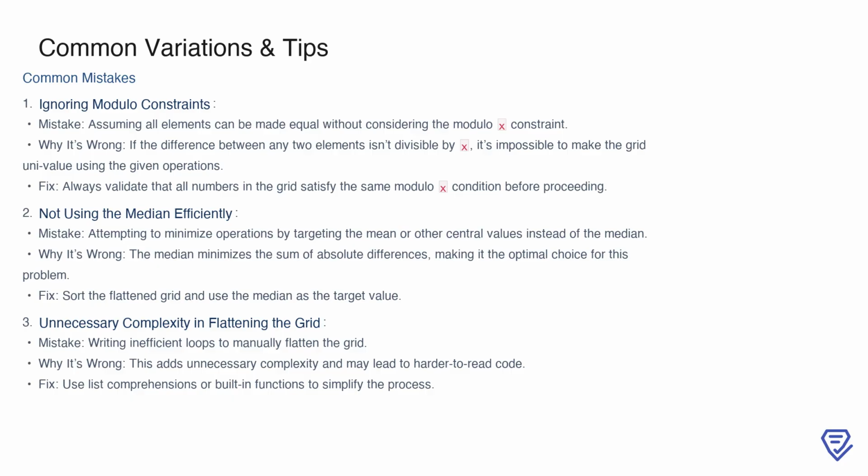Lastly, unnecessary complexity in flattening the grid is a pitfall to watch for. Manually writing loops to flatten the grid can lead to harder to read and less efficient code. Instead, use Python's list comprehensions or built-in functions to simplify this process.